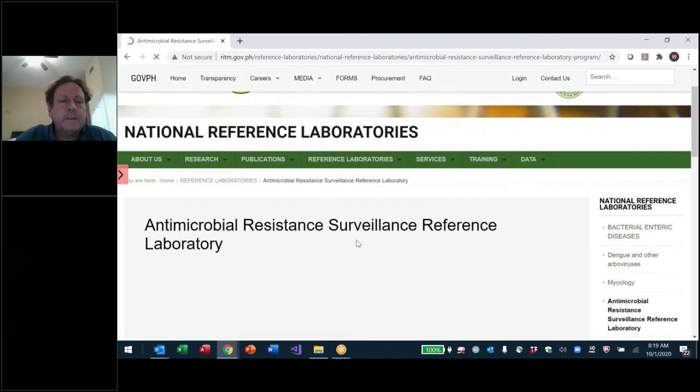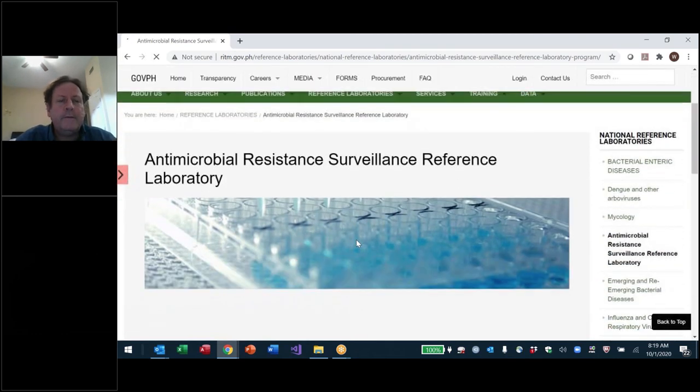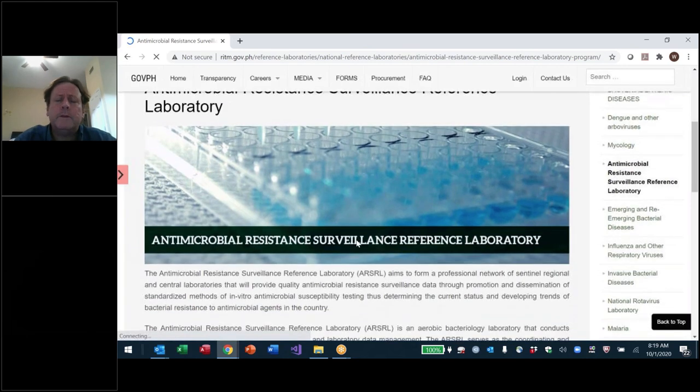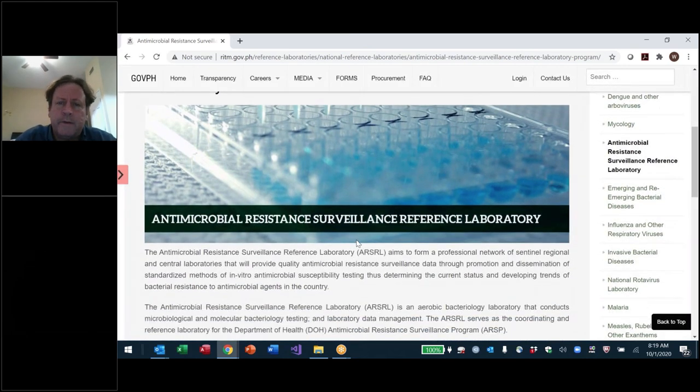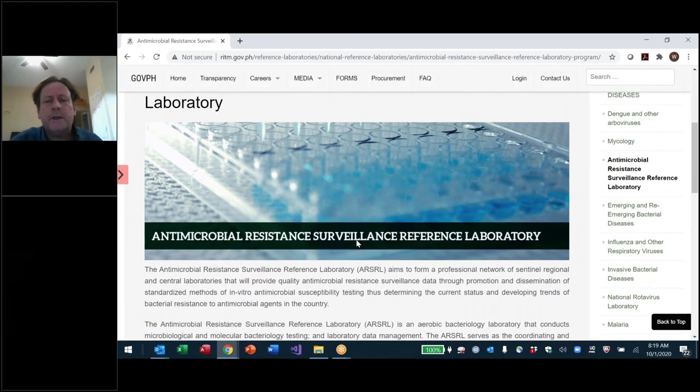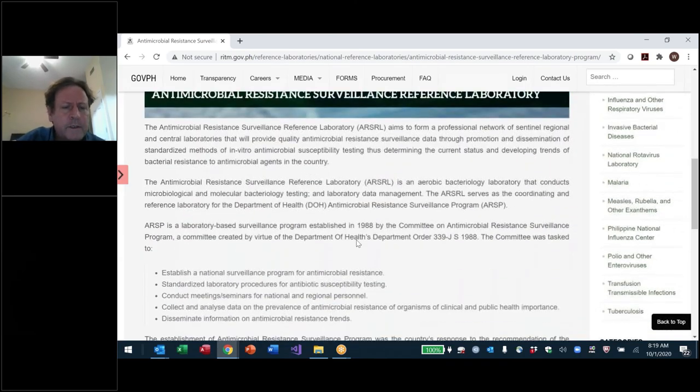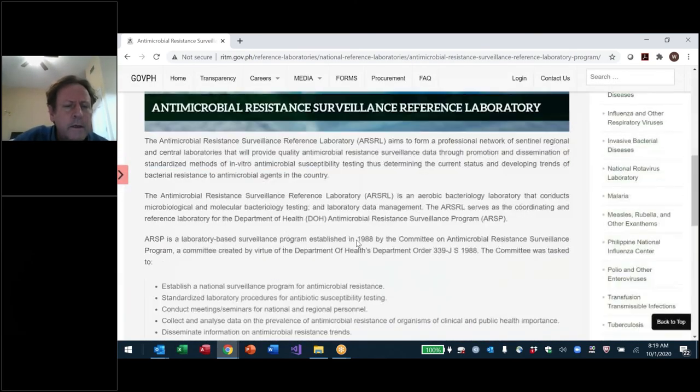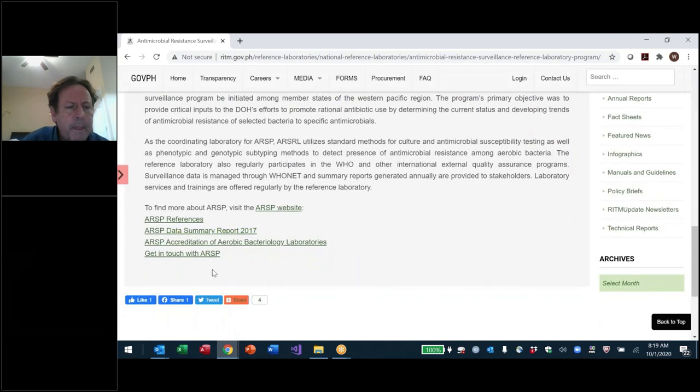So let's see, this is RITM. They have the antimicrobial resistance surveillance reference lab. It'd be good for you to look at these to see the scope of their activities, their training courses, their quality assurance strategy. What I would like to show you, if I can find it, are their reports.